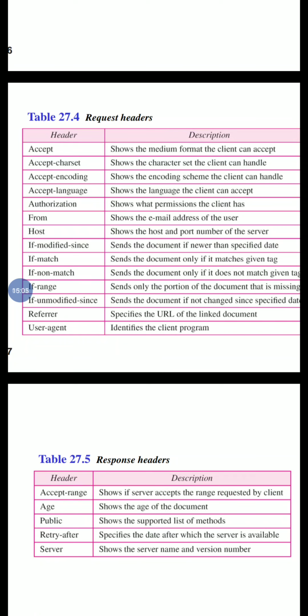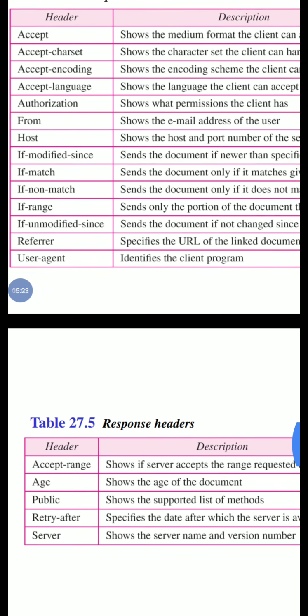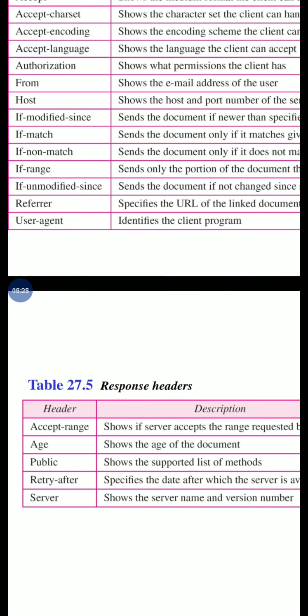Authorization is regarding the permissions the client has. From shows the email address of the user. Host shows the host and the port number of the server. If-Modified-Since sends the document if newer than the specified date. So these are some of the headers and the descriptions. User-Agent identifies the client program.